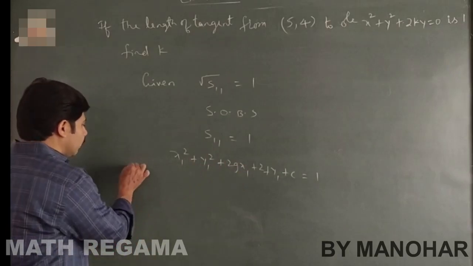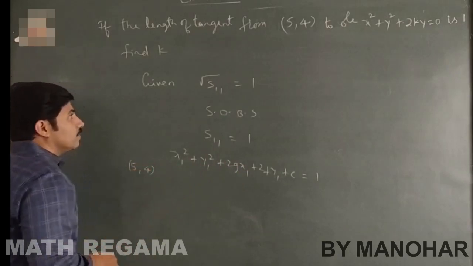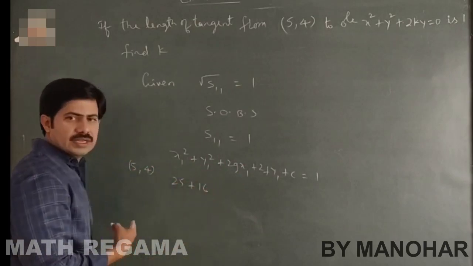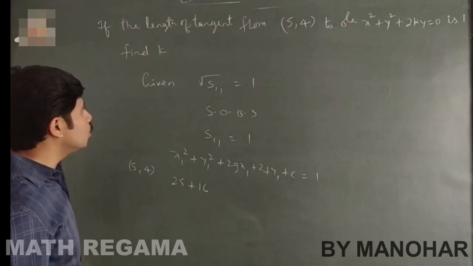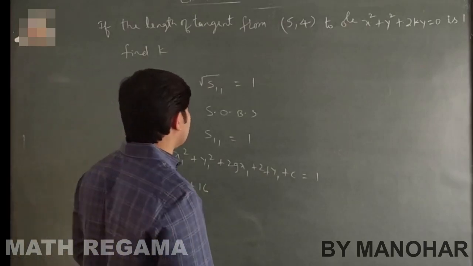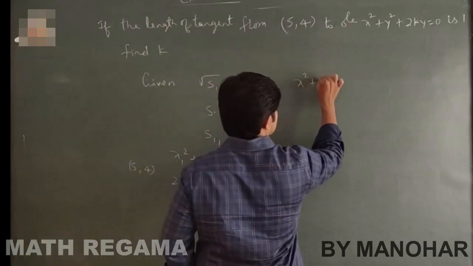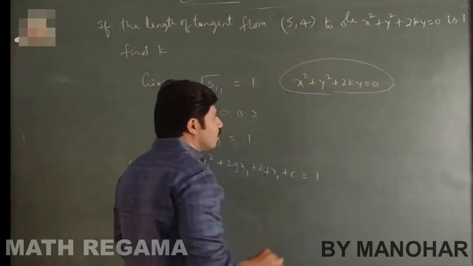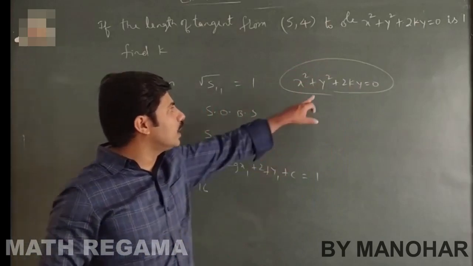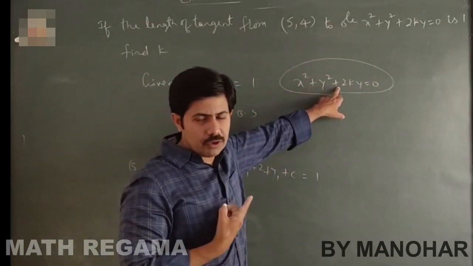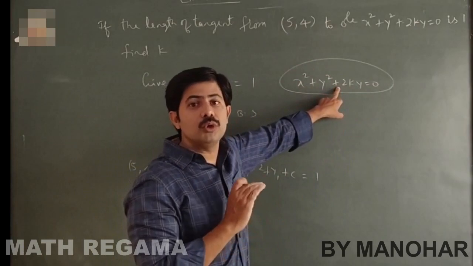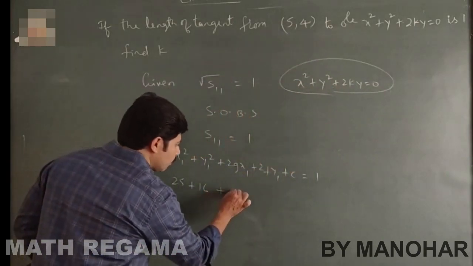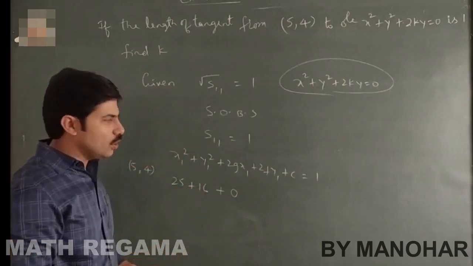Now, what is the point given? It is (5, 4), so substitute that. 5² is 25, 4² is 16. Then what is 2g? Again I repeat the circle equation: x² + y² + 2ky = 0. From the equation, we don't have an x term. If you have an x term, the coefficient of x will become 2g. But here we don't have an x term, so the 2g value is understood to be 0.